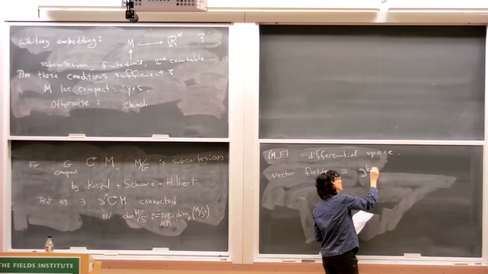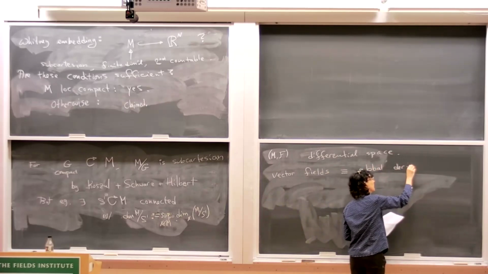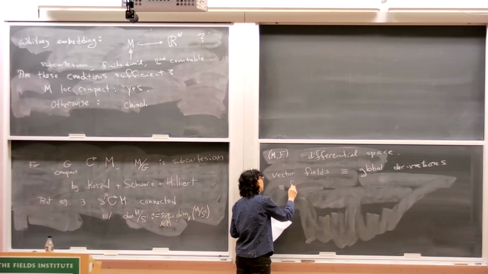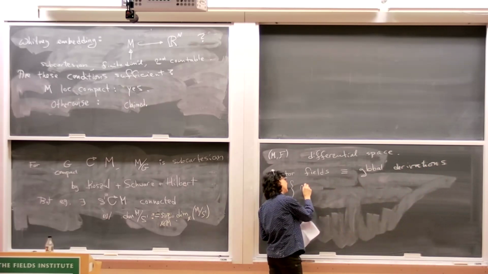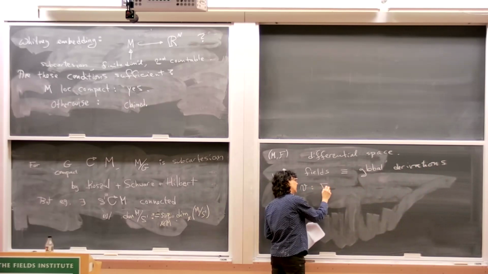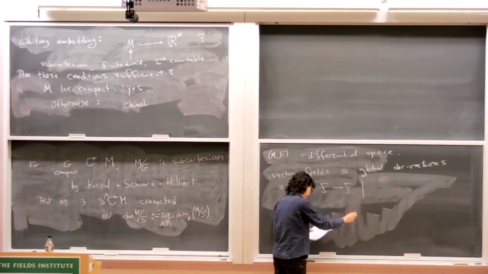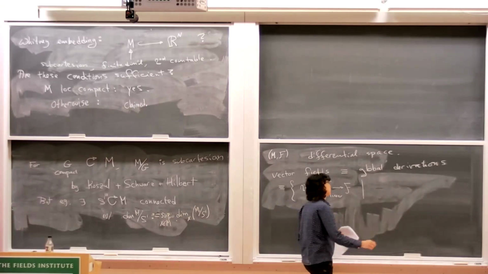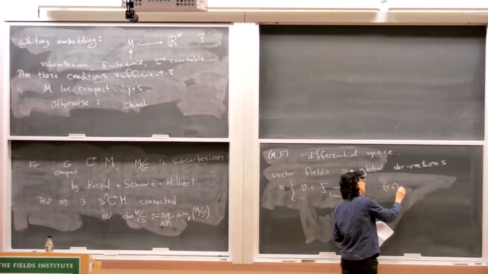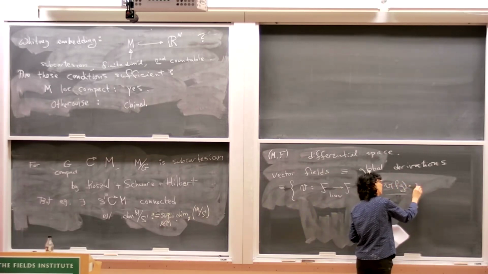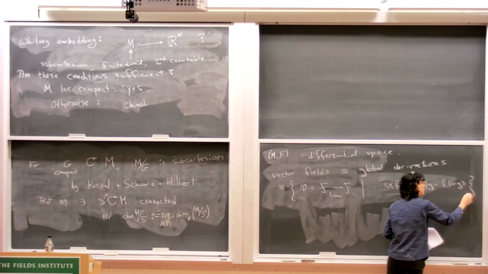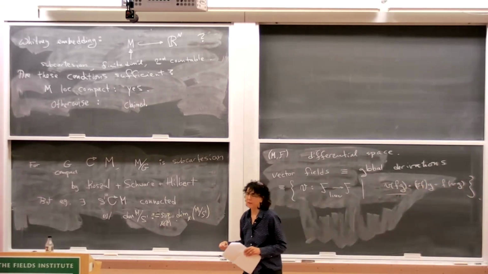These are maps, little v stands for vector field, that take smooth functions to smooth functions that are linear and satisfy the Leibniz property. In the case of a manifold, this turns out to be the same thing as a vector field.